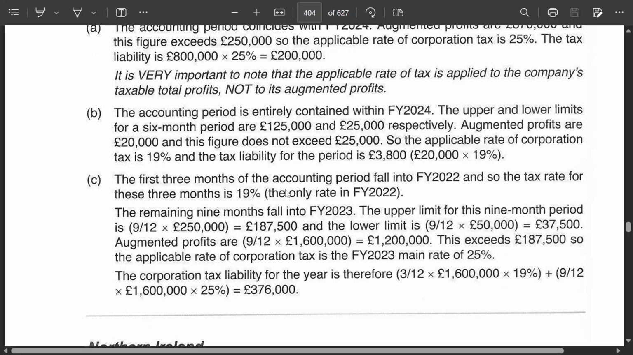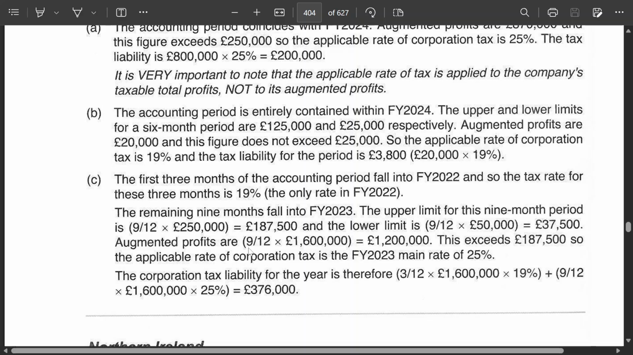And then compared that number to the prorated profit for that period. You could have compared the profit for that period, but they have not bothered to do that here. Now the 9 months falling into this period, the relevant upper and lower limit is this. Augmented profits also have to be calculated on a prorated basis, and your augmented profits are the same as the TTP because there are no dividends here.